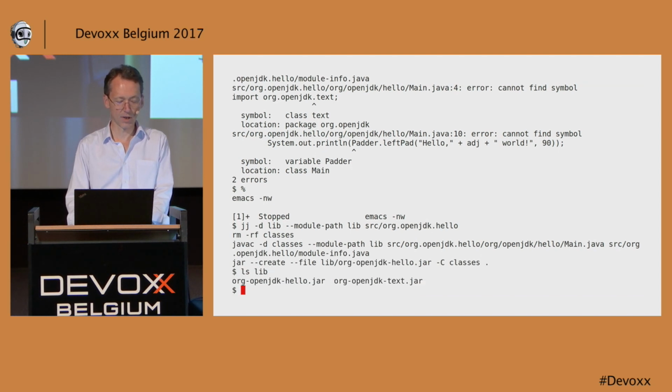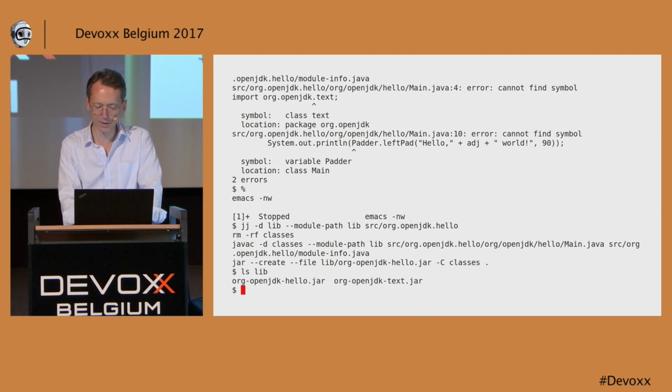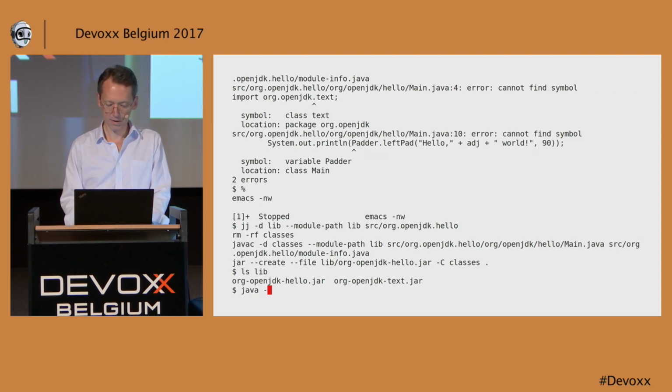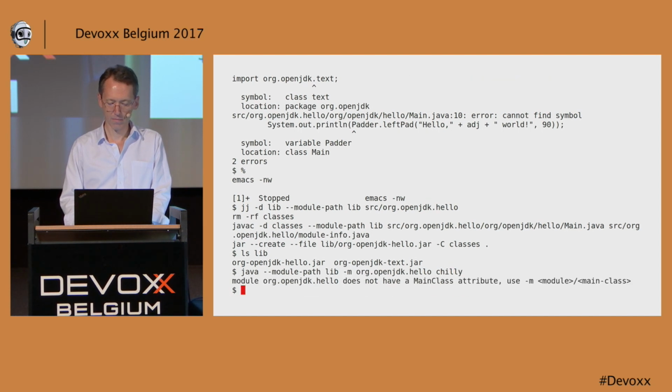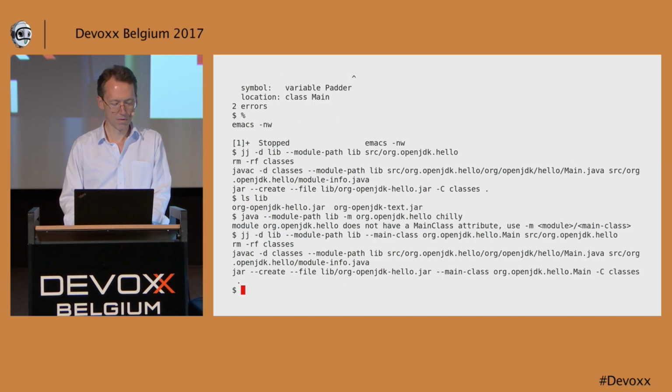All right. So we've got two little modular jar files. Now I can run this application, java module path lib, run the module org.openjdk.hello, and oh dear, I have that silly main class thing. Let me build this again. Ta-da.